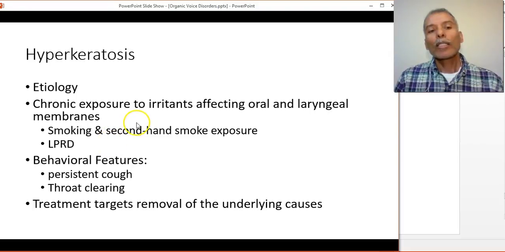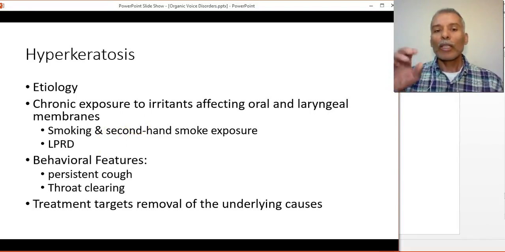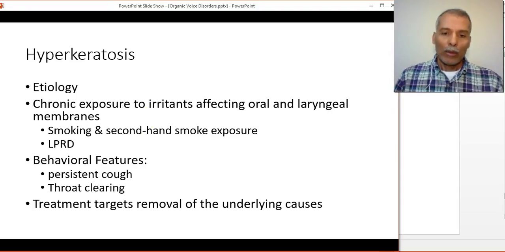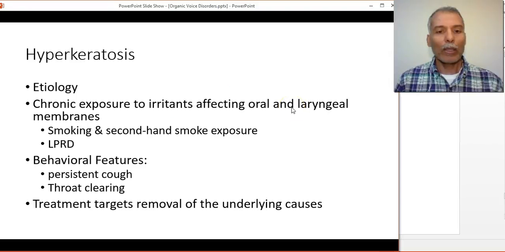In terms of etiology, again, chronic exposure to irritants affects the oral and laryngeal membranes. I wonder if anyone has done studies on so-called vaping that is going on, and its effect on the vocal folds. That is a kind of irritant. I hope this is a fad and I hope to see it gone, because frankly, I don't know why people keep coming up with things like this.